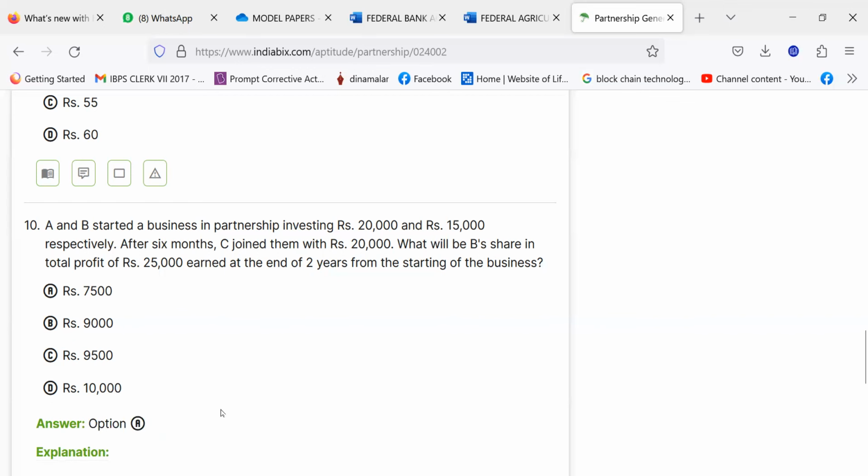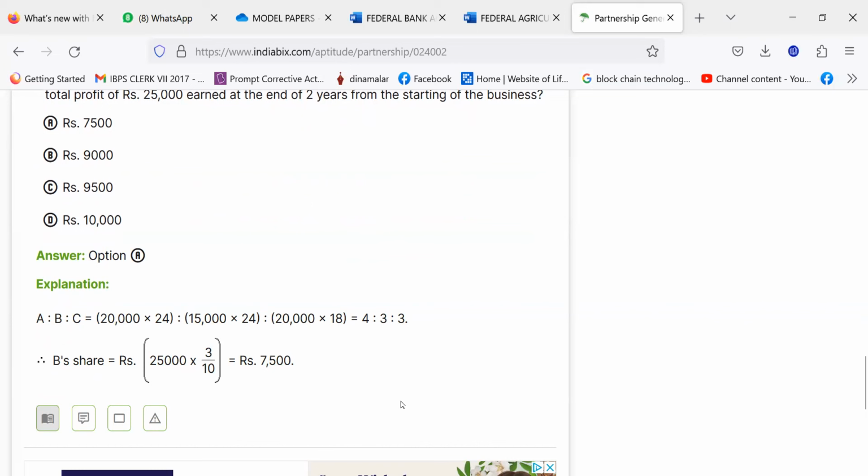The answer is 7,500. It is correct because A is investing 20,000 for 24 months, B is investing 15,000 for 24 months, and C joined 6 months afterwards, so 18 months. When you simplify, you will get the ratio as 4:3:3. So B's share is equal to 25,000 into 3 by 10, which is equal to 7,500.